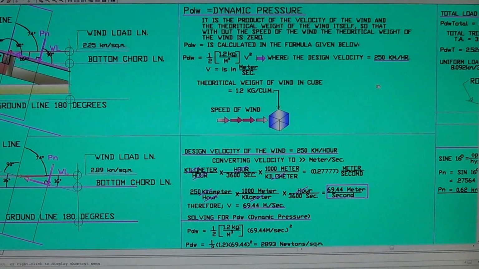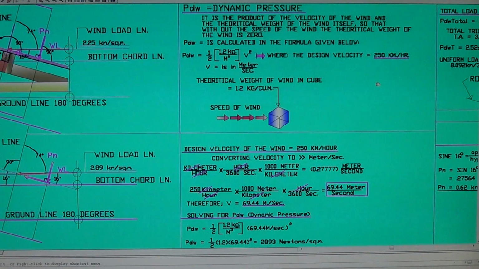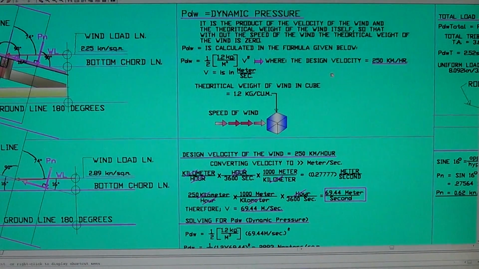Now, wind pressure. The roof is known to carry a wind pressure, and the dynamic pressure is the product of the velocity of the wind. This is PdW, the dynamic pressure due to the wind. It is the product of the velocity of the wind and the theoretical weight of the wind itself, so that without the speed of the wind, the theoretical weight of the wind is zero.